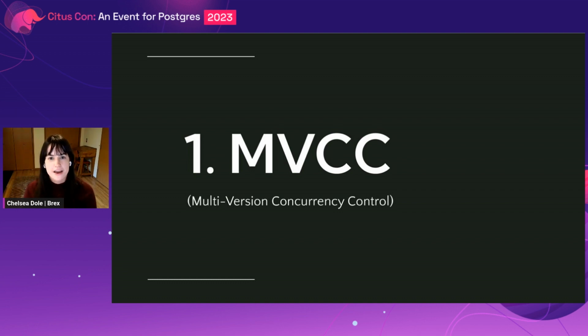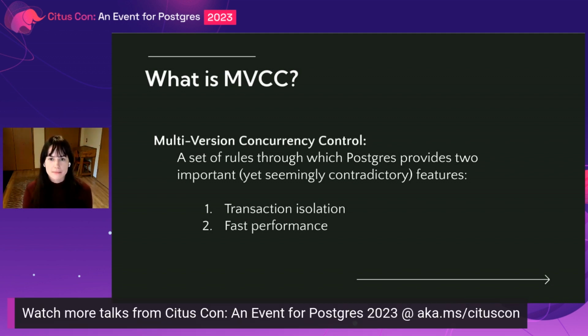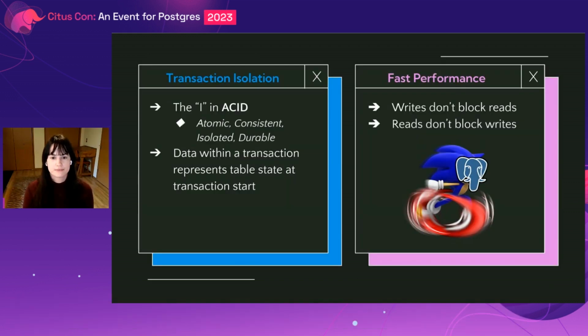So without further ado, MVCC, or Multi-Version Concurrency Control. MVCC is basically just a set of rules that Postgres abides by. And the point of it abiding by these rules is to achieve two seemingly contradictory goals. First of all, transaction isolation, and second of all, fast performance. But what exactly do these things mean, and why are they contradictory?